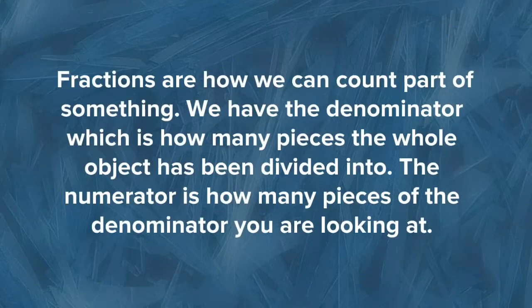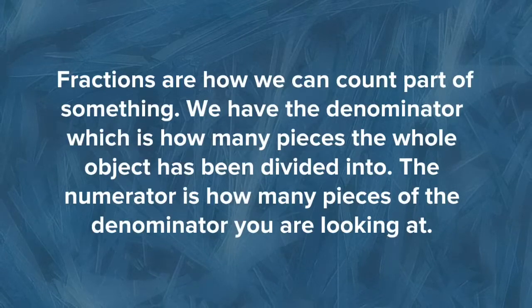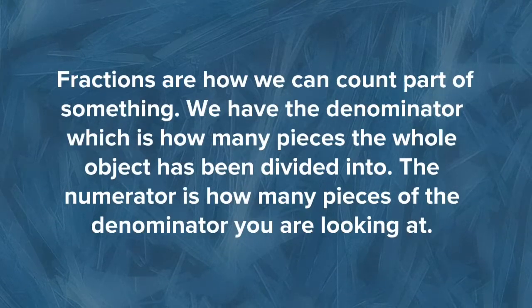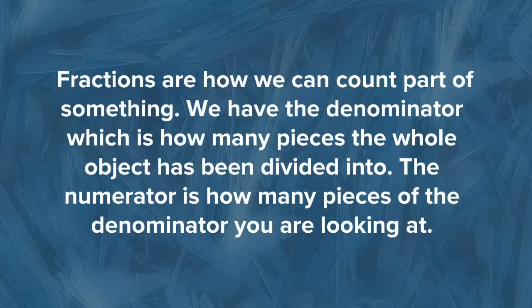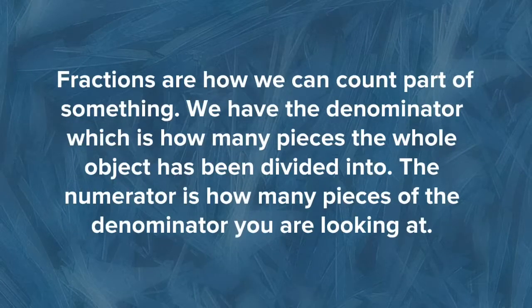Fractions are how we can count part of something. We have the denominator, which is how many pieces the whole object has been divided into. The numerator is how many pieces of that object, or that denominator, you are looking at.